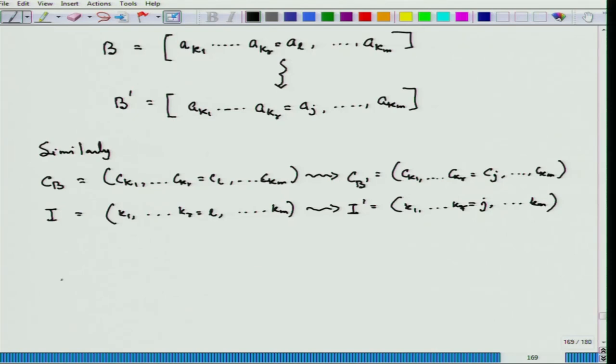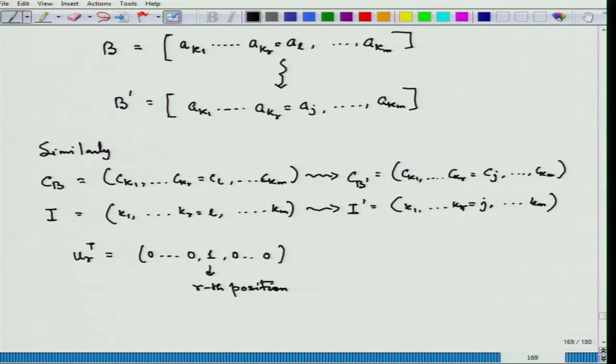So let me define this matrix, a column vector, but I am writing it as a row. So I am putting the transpose, which is 0 everywhere except the rth position, which has the component value 1. So this one will help us a lot when we do the change.